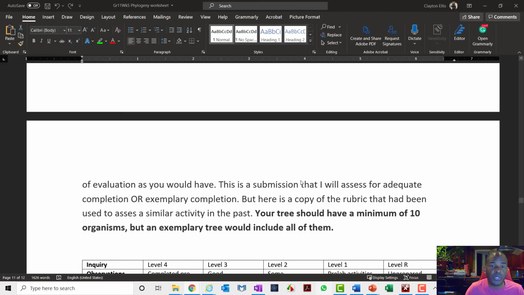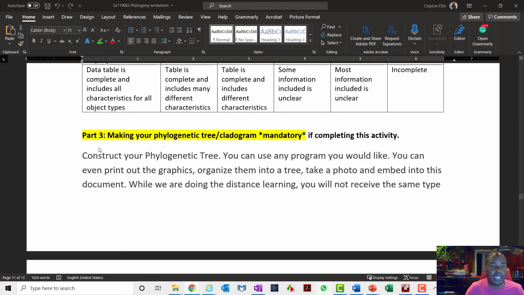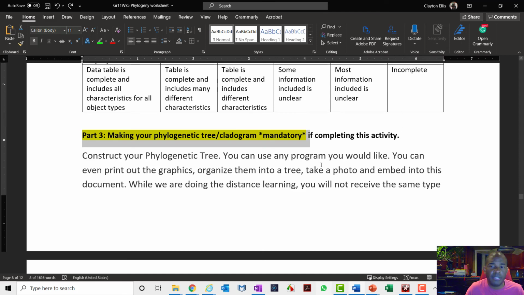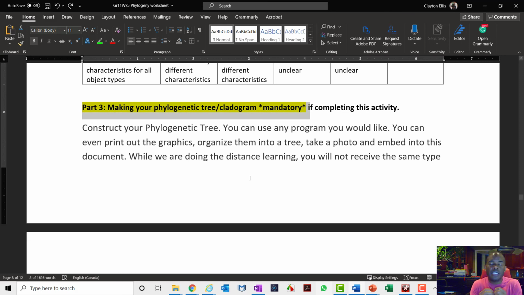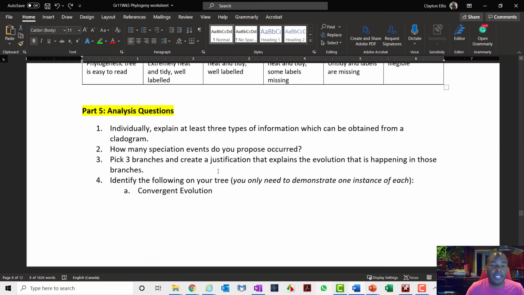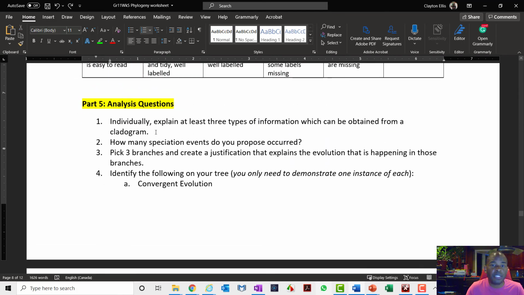What you're going to do with those organisms is create a phylogenetic tree. That's part 3. See, it's in yellow here. Create a phylogenetic tree or cladogram. If you complete this activity, that's what you must do. So you can construct it. You can just take a look at it and see, oh, these kind of look similar. These kind of look similar. I'm going to create my phylogenetic tree, and then you must explain it. In your analysis, you must tell me 3 types of information that you can take from the cladogram. You must tell me how many speciation events you think occur.